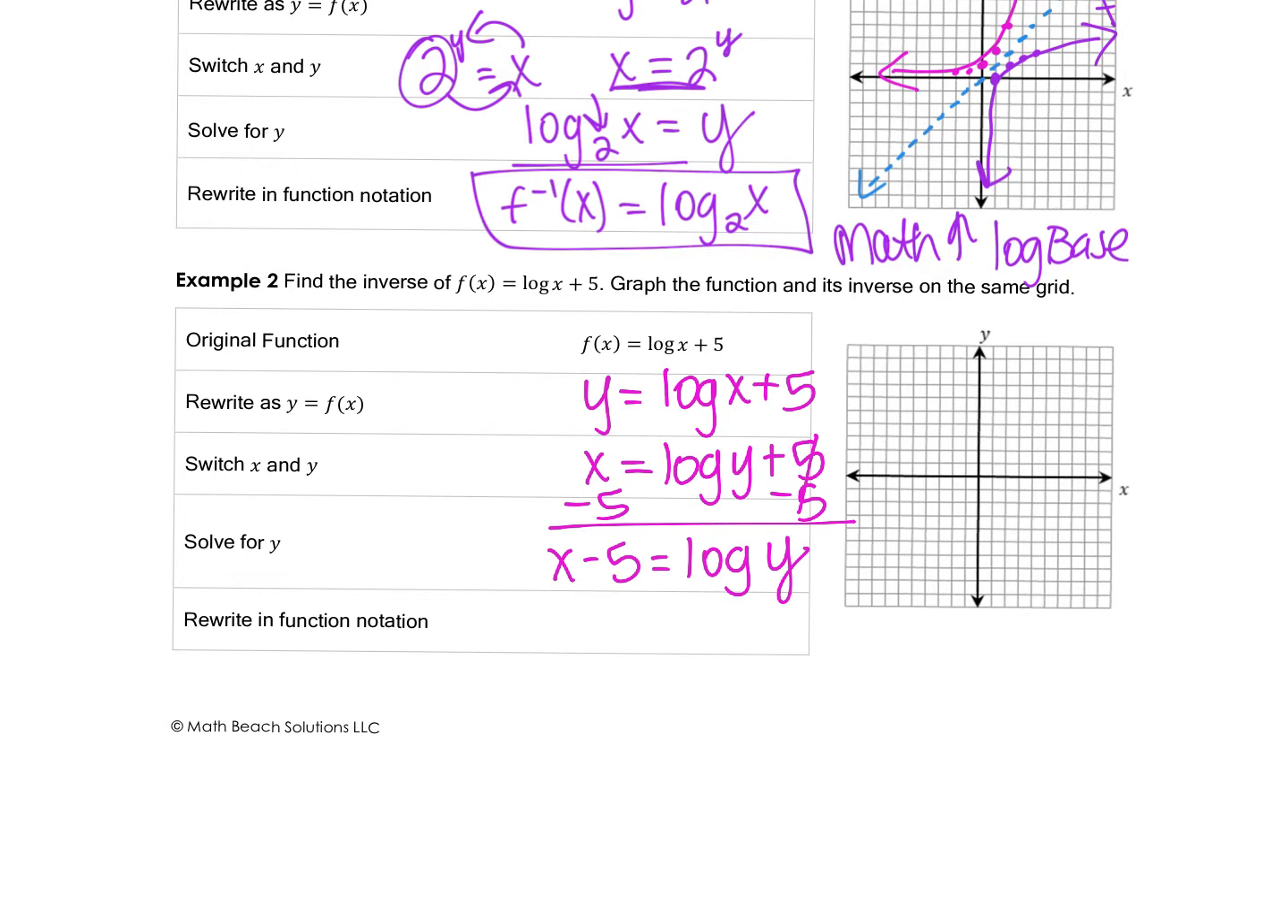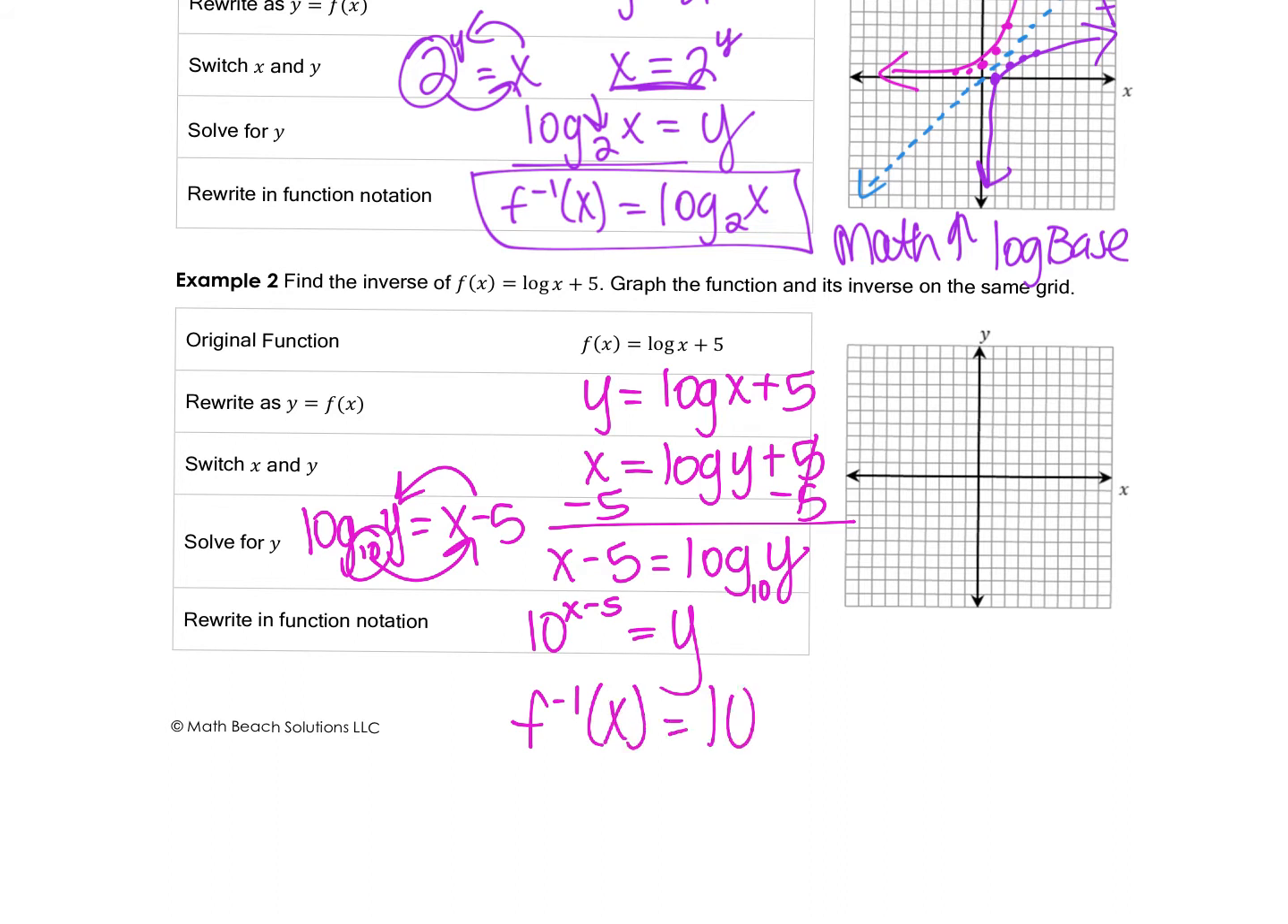If you remember, if there's a log with no base, that base is 10. Also, if you want to rearrange it, you're always starting on the log side, so you're starting with your base. My base would be 10 raised to that power, which is x minus 5 equals y. Once we get the log by itself, you can rewrite it in exponential form. Notice I have y by itself, so I'm going to replace it with f inverse of x. And there's my inverse of log of x plus 5.